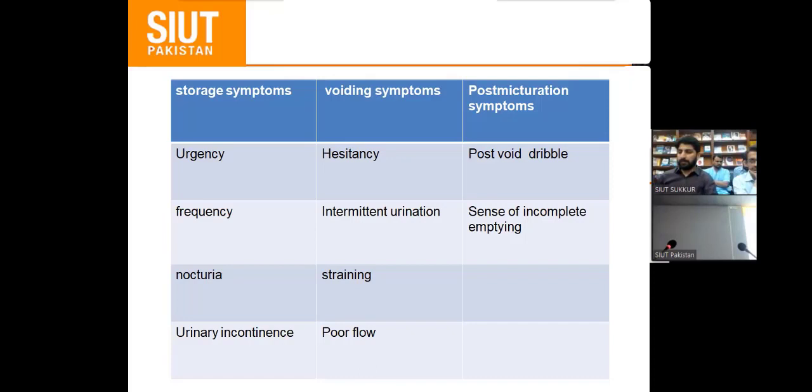Ubaid, what causes the stream to interrupt? Hyperplasia. So UTI also causes intermittency.